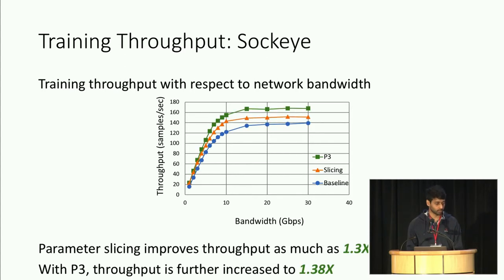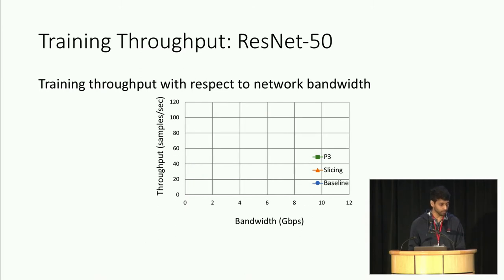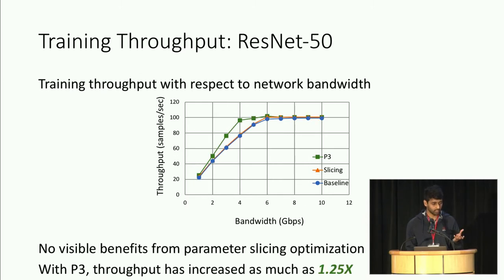We see similar observations in other models like Sockeye as well. With parameter slicing, we get about 30% improvement over baseline, and with P3, it further increases to about 38%. And for ResNet50, with P3, we get 25% improvement. Now, it's interesting that we don't see much benefit from parameter slicing optimization alone in this case. The main reason is ResNet50 is a comparatively lighter model, and there is no disproportionately heavy layer which could dominate the parameter synchronization and underutilize the bidirectional bandwidth.